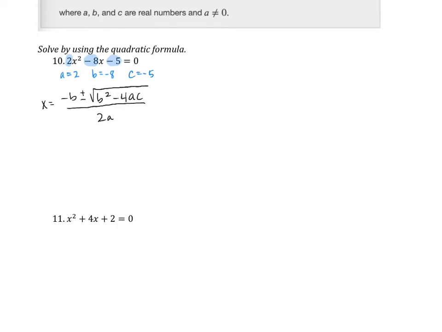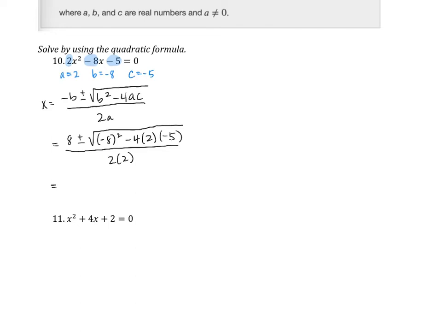So now we have our a, b, and c labeled. We're just going to substitute those in. So we have a -b. b is already negative. So a -8, or the opposite of -8, is a +8. Okay. Plus or minus the square root of b squared, so -8 squared, minus 4 times a, which is 2, times c, which is -5, all over 2 times a, so 2 times 2.